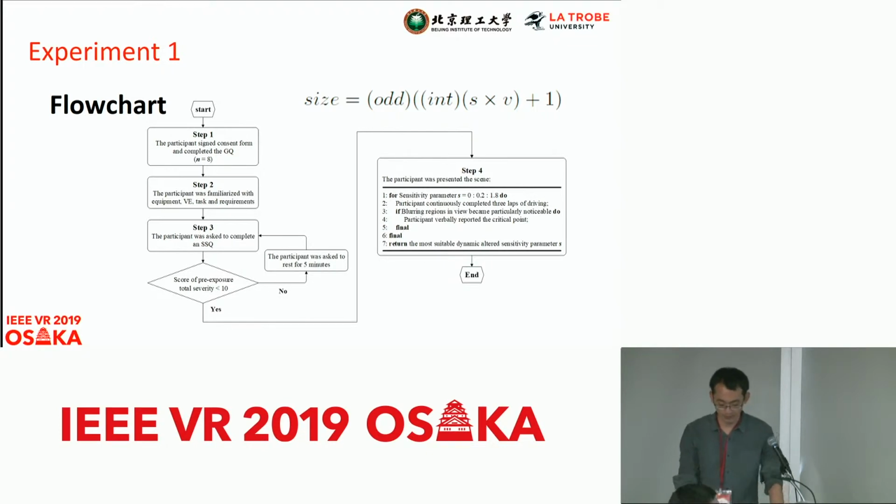each participant needs to complete totally 8 stages with different dynamic modification parameter S, and verbally reported the critical point when the blurring regions in view becomes particularly noticeable. The value of S was initialized to 0 with a step increase of 0.2, and each change of the S was defined as a stage. In each stage, the participants continuously complete 3 laps of driving.